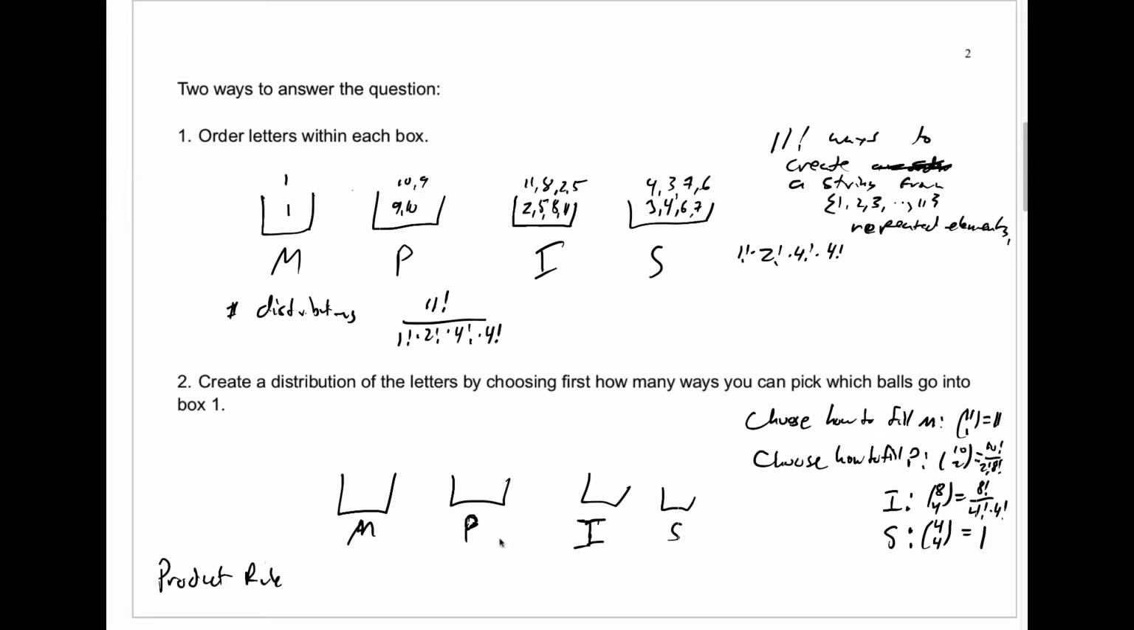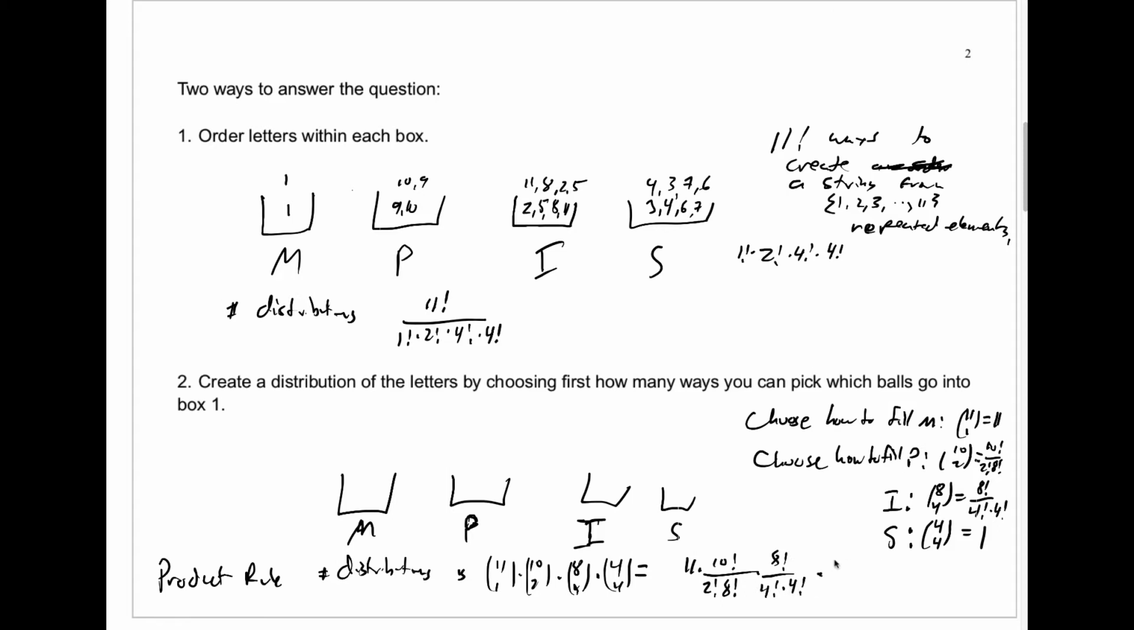I can fill all the boxes in 11 choose 1 times 10 choose 2 times 8 choose 4 times 4 choose 4. And what is that here? That's 11 times 10 factorial over 2 factorial 8 factorial. Then 8 choose 4 will be 8 factorial over 4 factorial times 4 factorial.